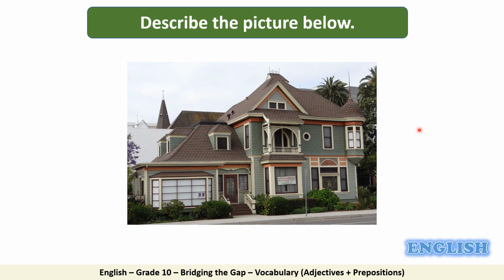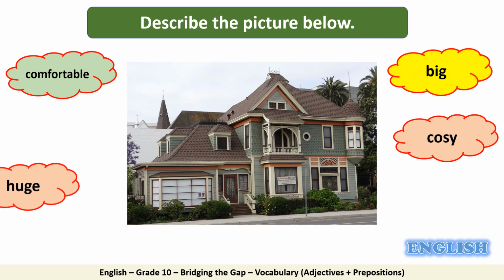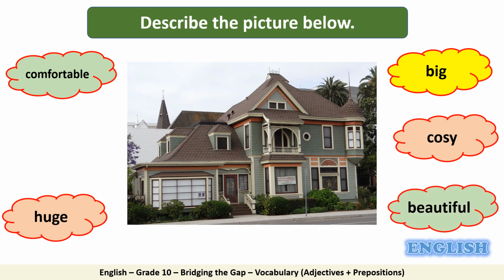Alright students, let's see some possible answers. You may describe the house as comfortable, cozy, big, huge, beautiful, and spacious. Good going.